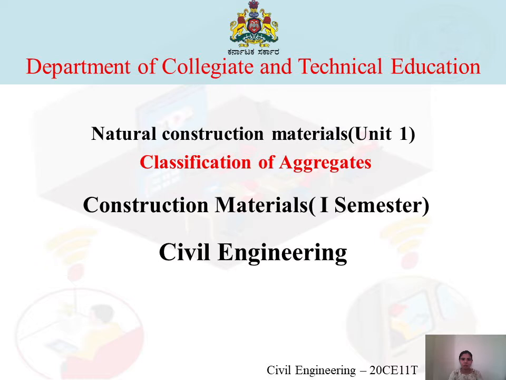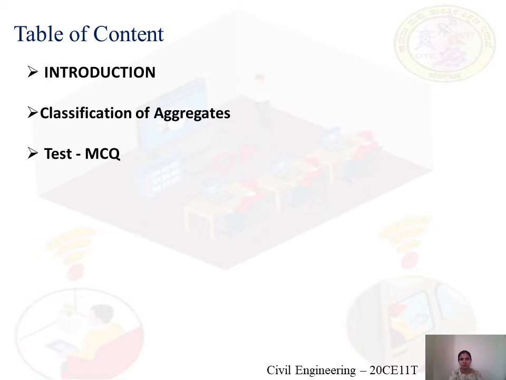Before I proceed to the classification of aggregates, let's start with the introduction. Just we will know about the concrete. You might have all heard about this concrete. What is concrete? Concrete is a composite material wherein a binding material, that is cement, when mixed with water binds the inert particles of fine and coarse aggregates. This is the definition of concrete.